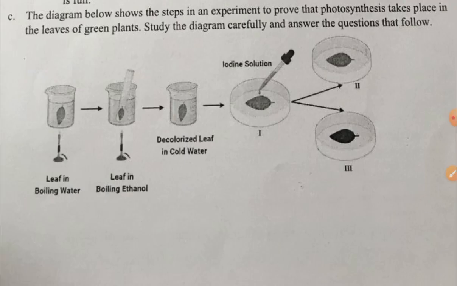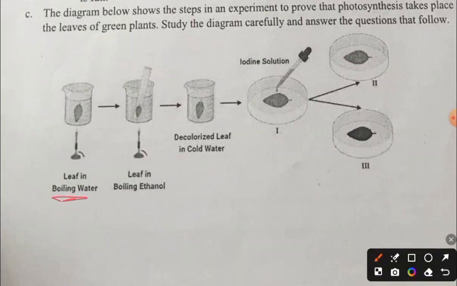The diagram below shows the steps in an experiment to prove that photosynthesis takes place in the leaves of green plants. Study the diagram carefully and answer the questions that follow. So we have leaf in boiling water, then leaf in boiling ethanol, decolorized leaf in cold water, iodine solution, then you have II. Alright, so we go to the next page and answer the question. Now if you have an idea about this diagram, you are ready to answer the questions. But if you've not met it before, you have to apply your knowledge in biology.